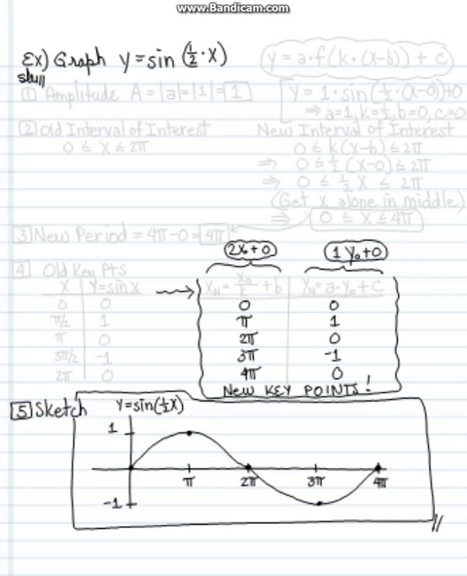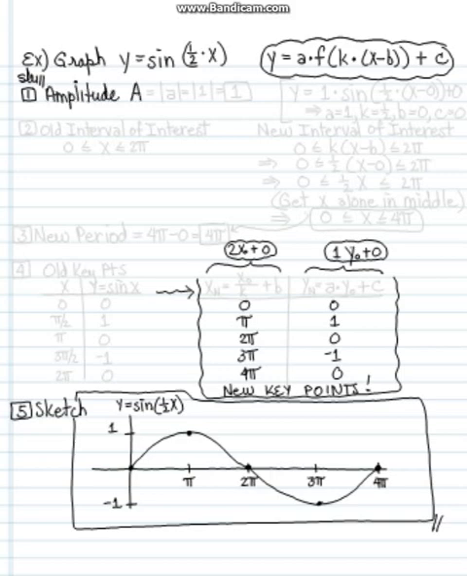Step 1 is finding the amplitude. We want the form y equals a times the function, which in this case is sine of parenthesis k times x minus b close parentheses, plus c. The amplitude, capital A, will be equal to the absolute value of lowercase a. But we don't know what the function looks like in that form, so we're going to rewrite y equals sine of 1/2 x in the form y equals a sine k times x minus b plus c.